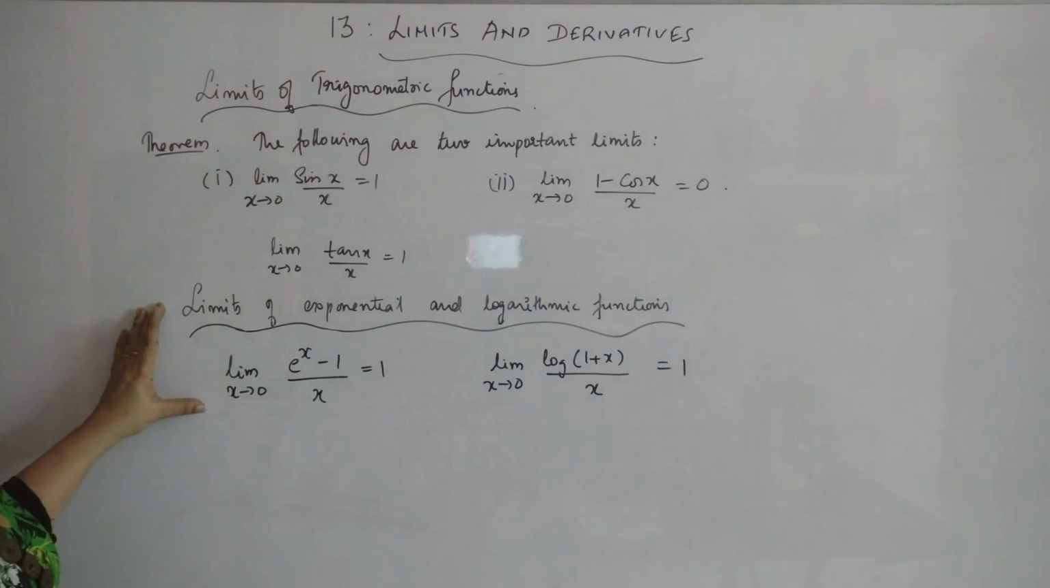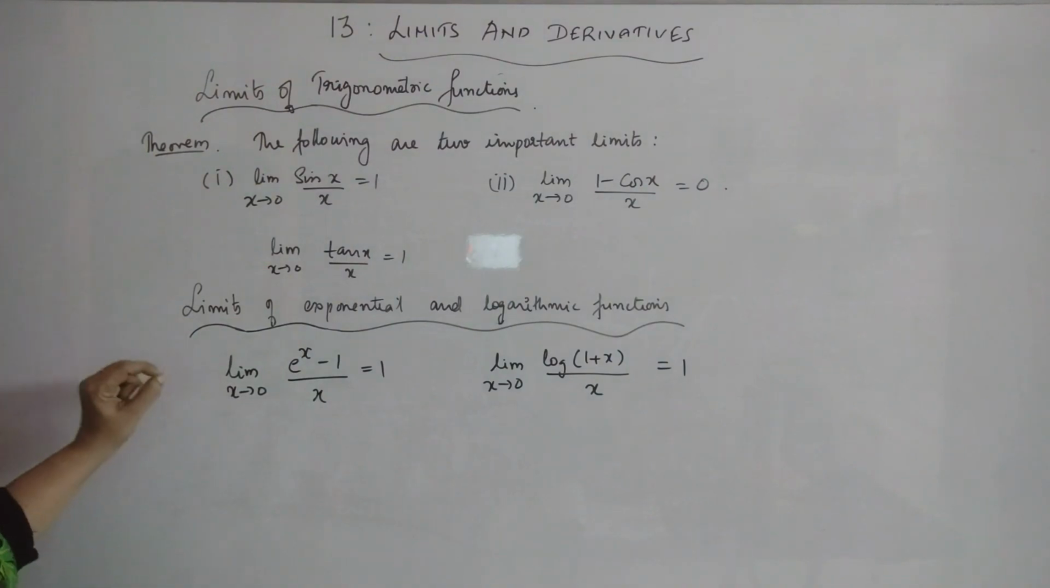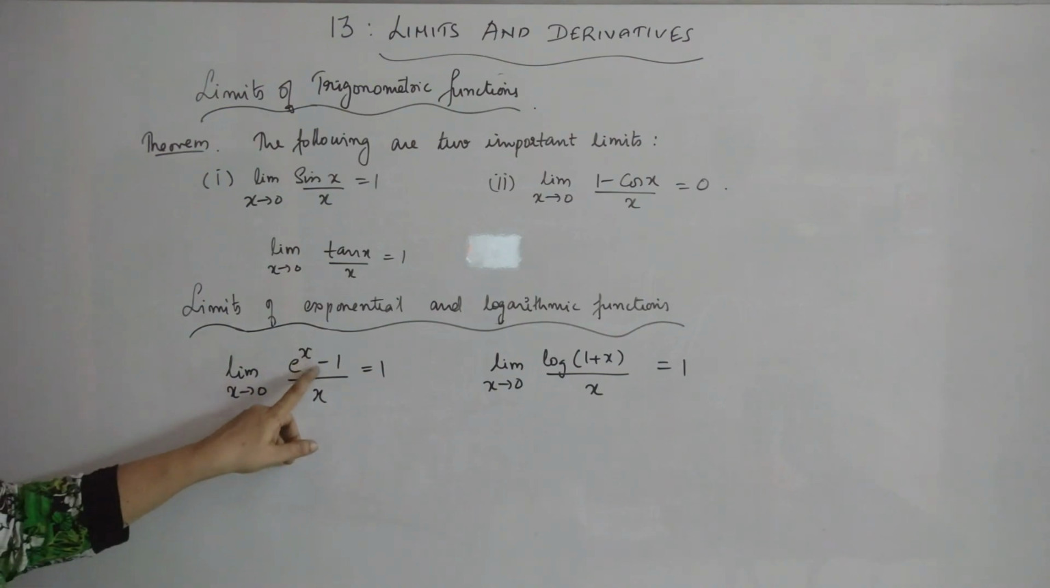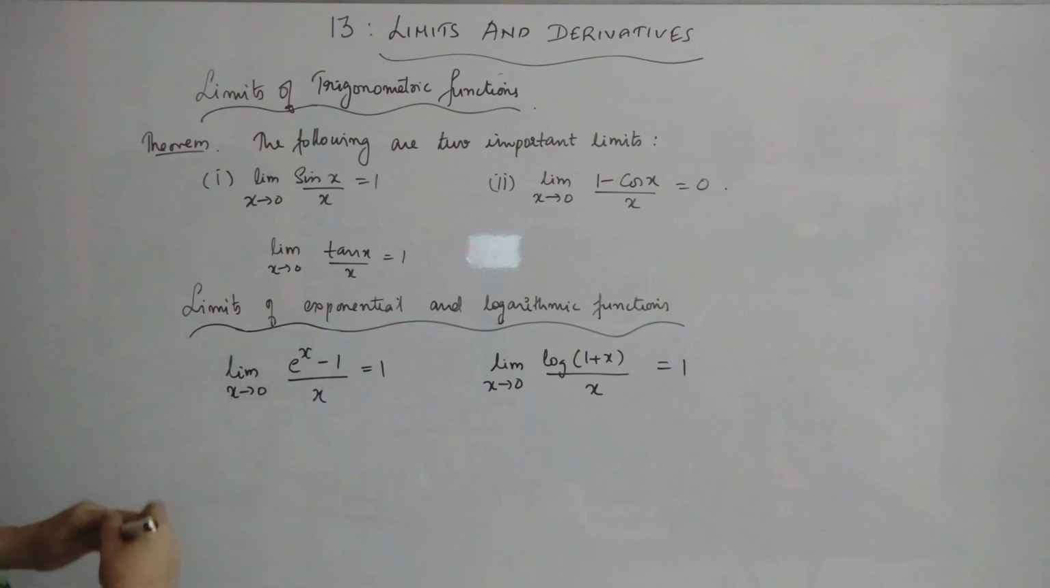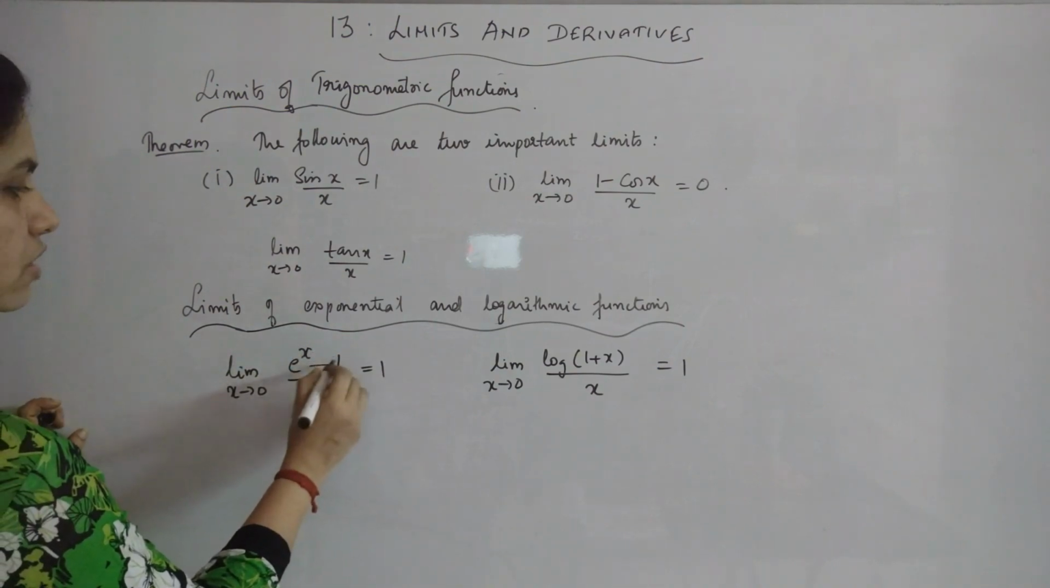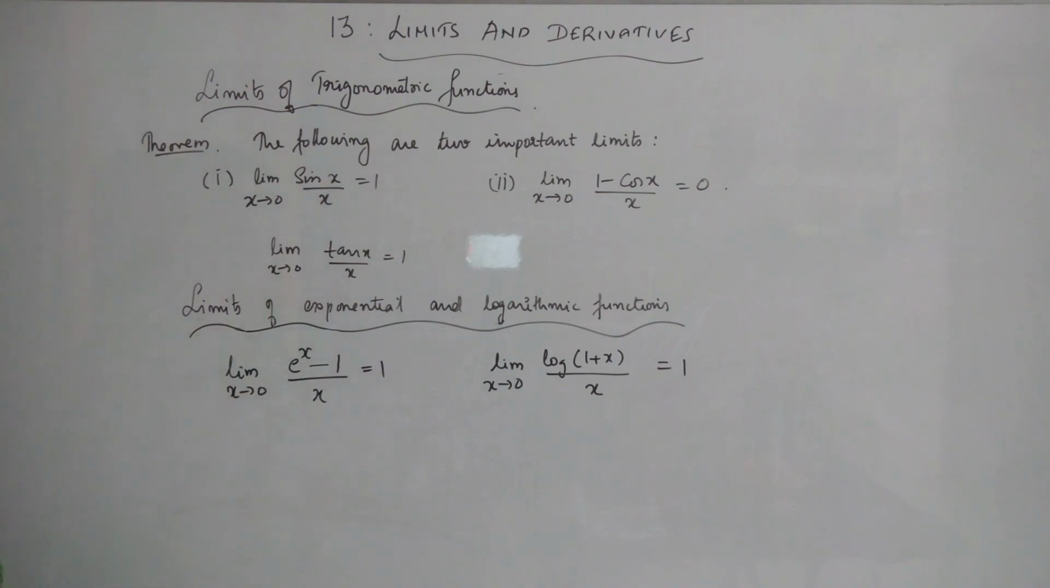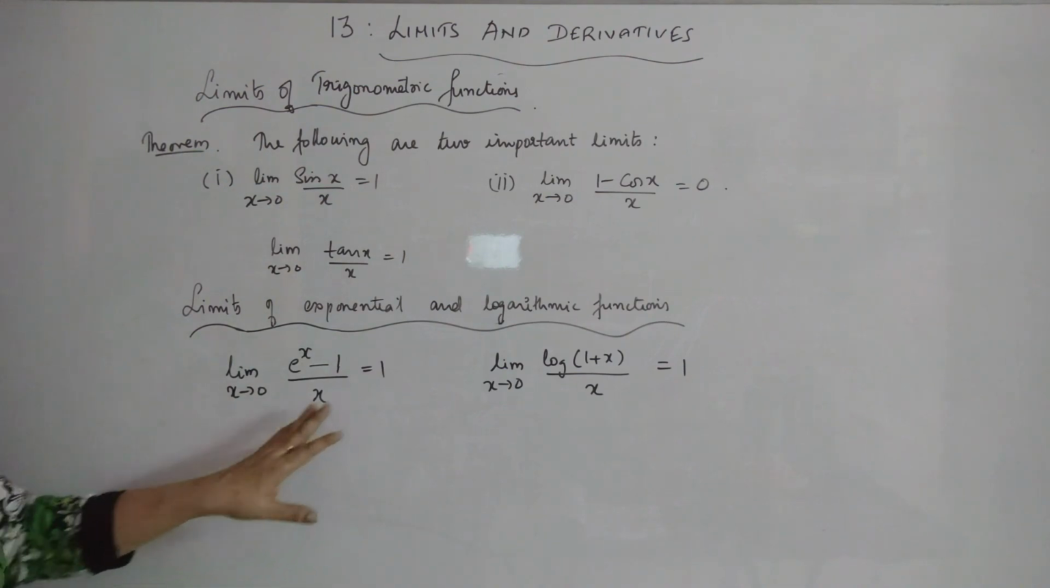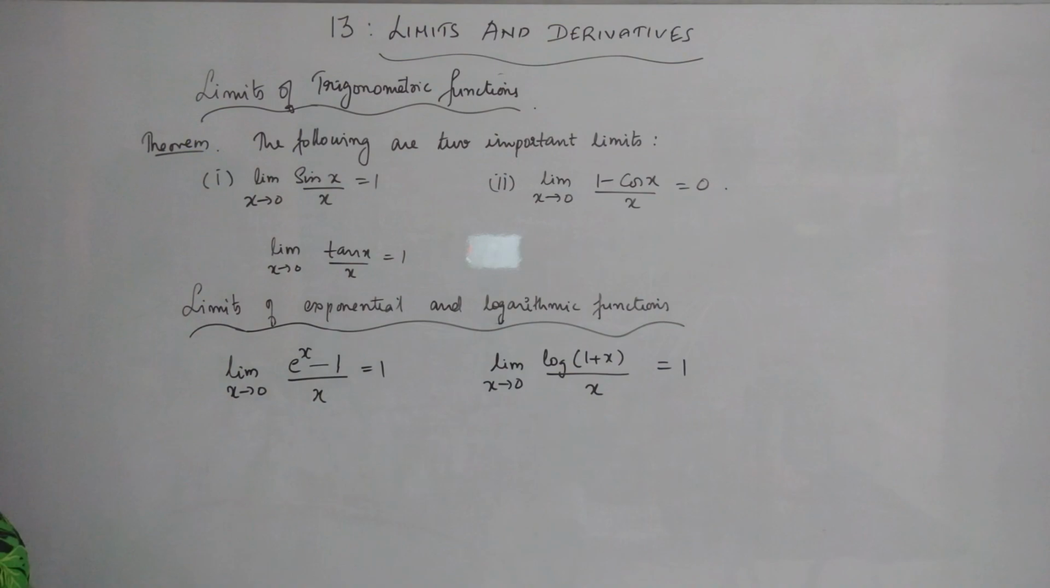Now two more important limits are the limits of exponential and logarithmic functions. First one is limit x tends to 0 of e raised to x minus 1, whole divided by x, is equal to 1, and limit x tends to 0 of log of 1 plus x, whole divided by x, is equal to 1. These are also very important in solving problems.